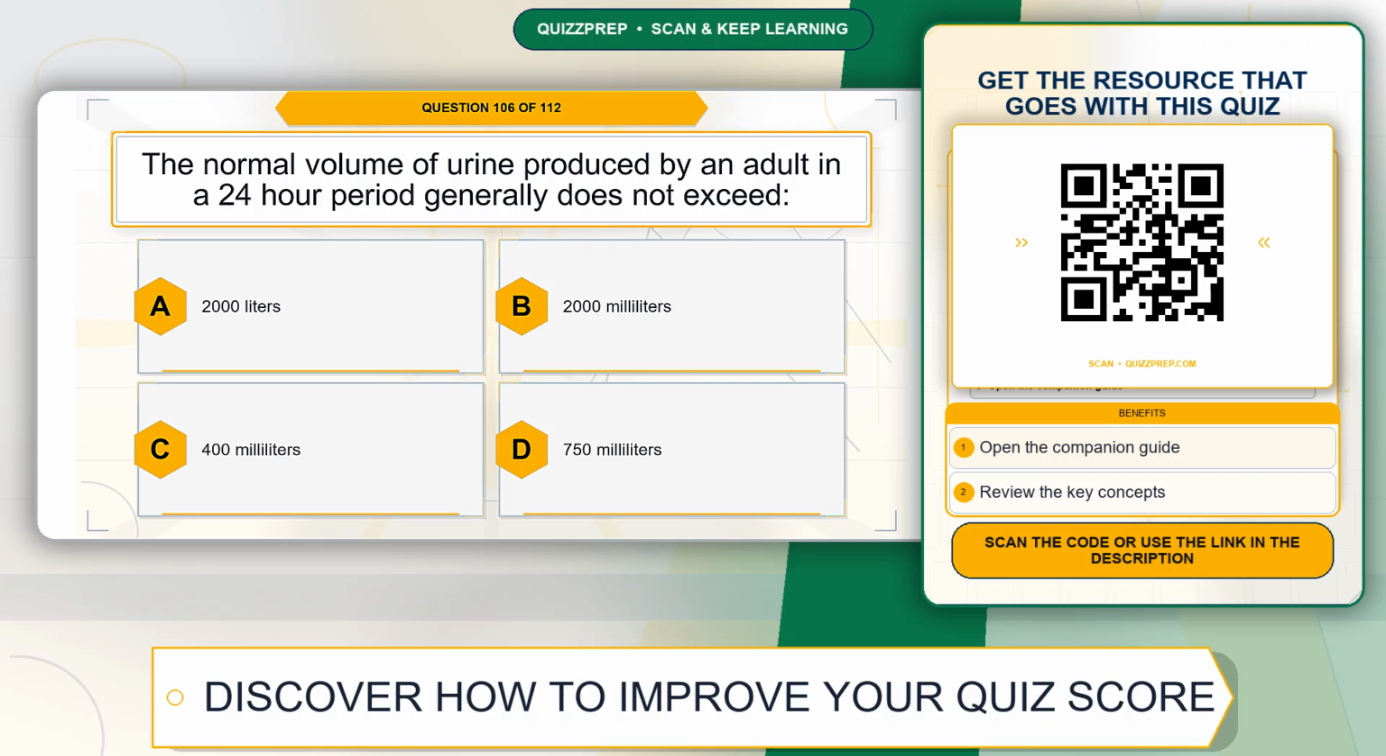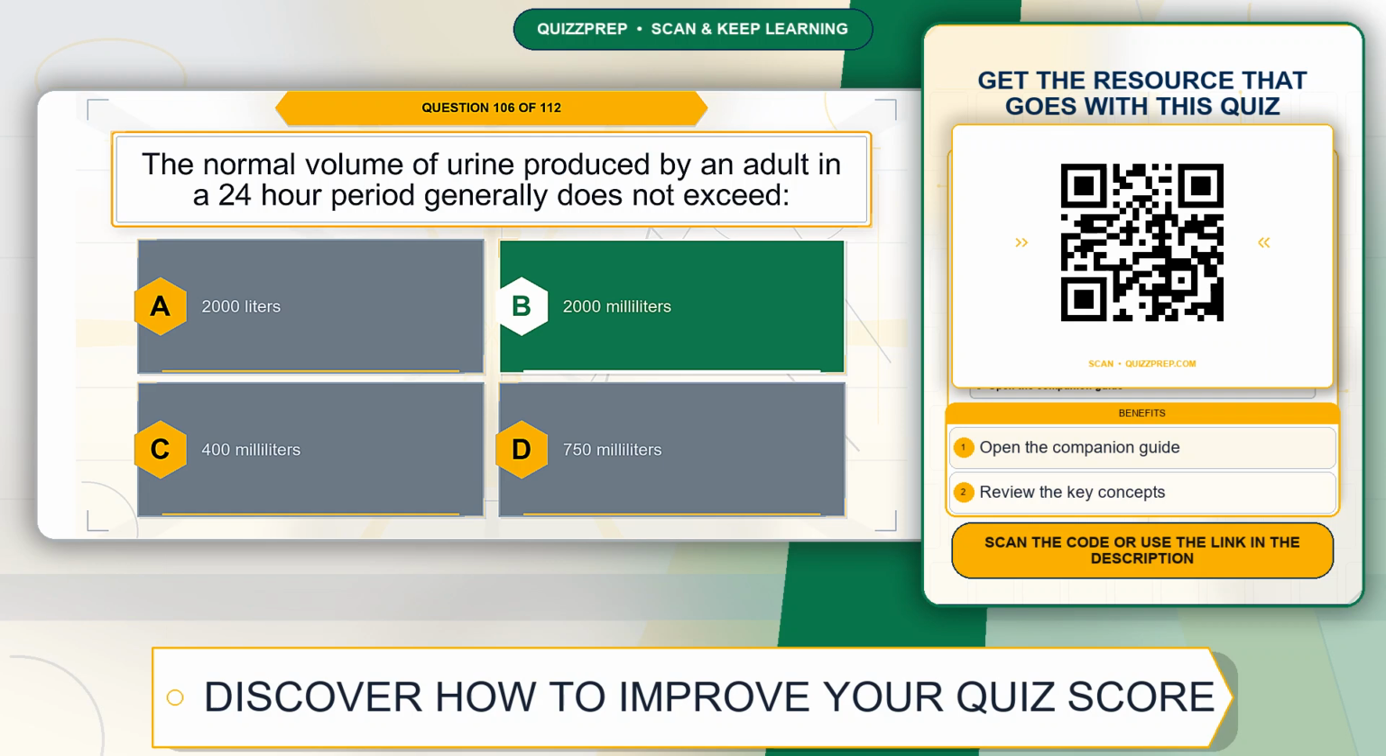Question 106. The normal volume of urine produced by an adult in a 24-hour period generally does not exceed option A, 2,000 liters. Option B, 2,000 milliliters. Option C, 400 milliliters. Option D, 750 milliliters. The correct answer is option B, 2,000 milliliters.